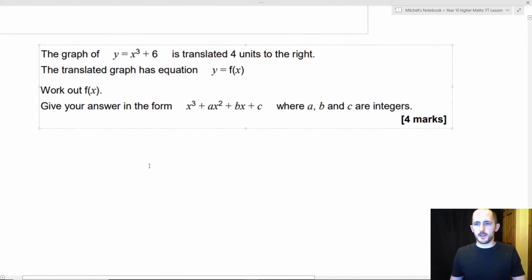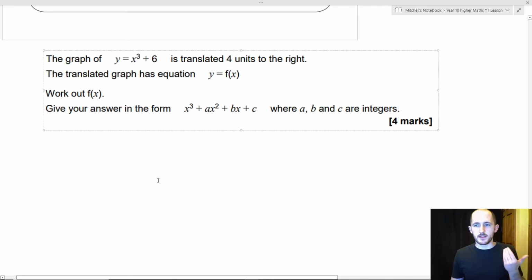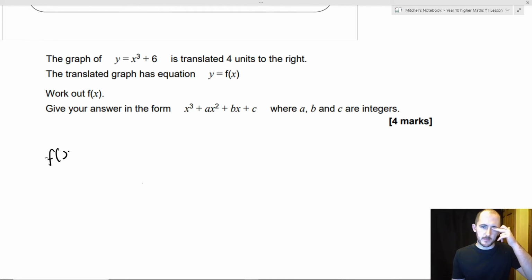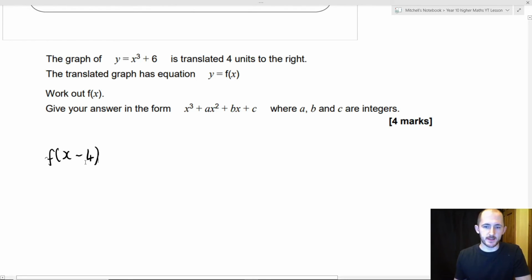Okay. So, what does it mean by translated 4 to the right? What they're trying to test here is if you remember that for it to be 4 to the right, it needs to be inside the bracket because it's affecting the x-axis, and that means you need to put the opposite number in. When it's inside the bracket, you put in the opposite value, so you flip the sign on it. Does that make sense so far?